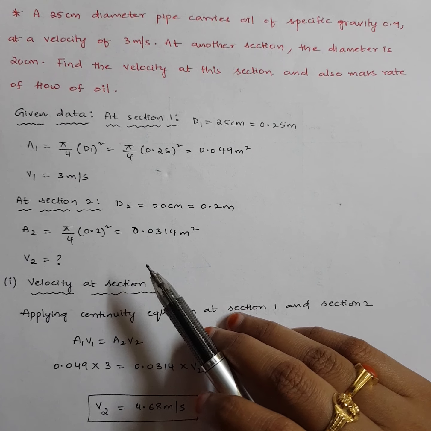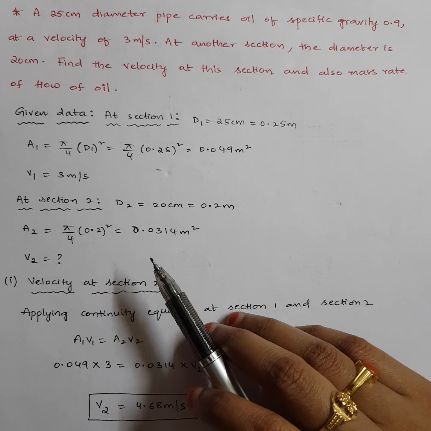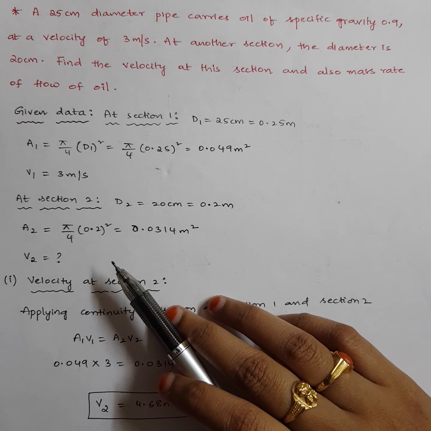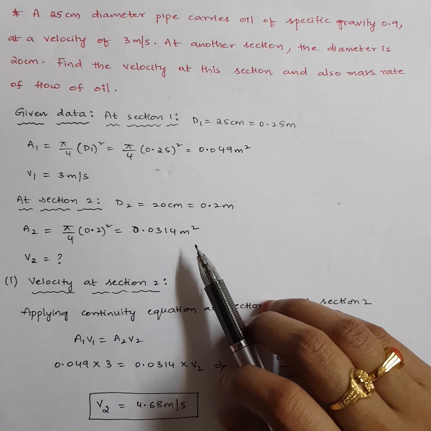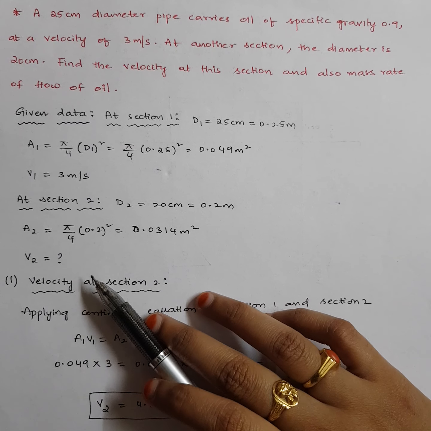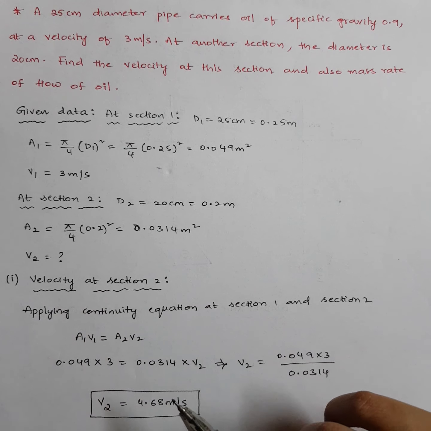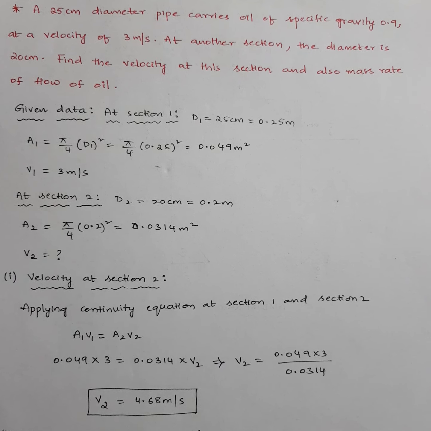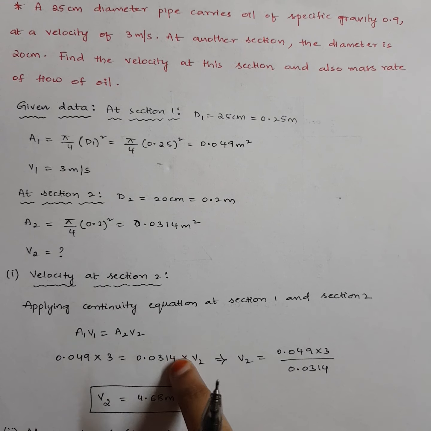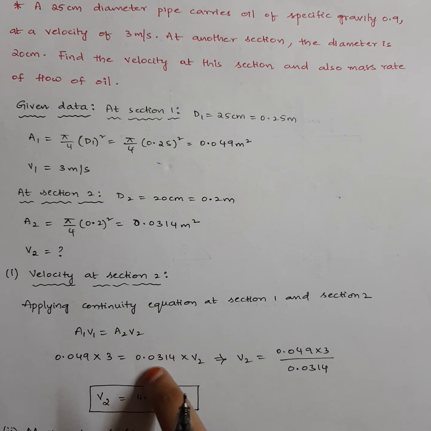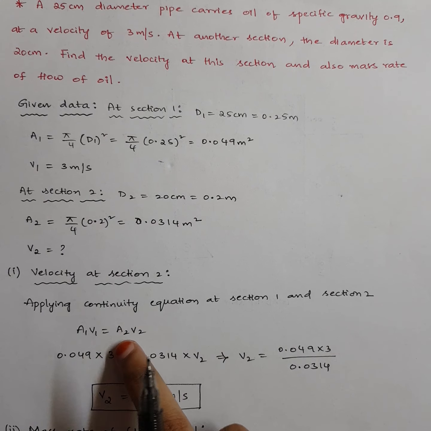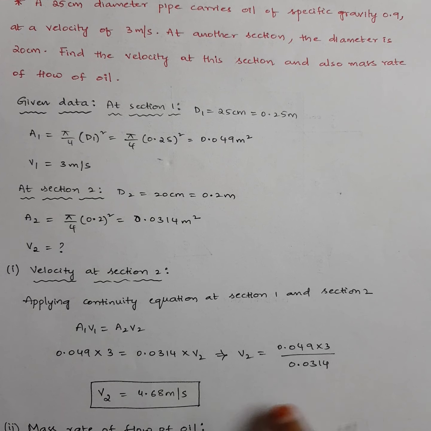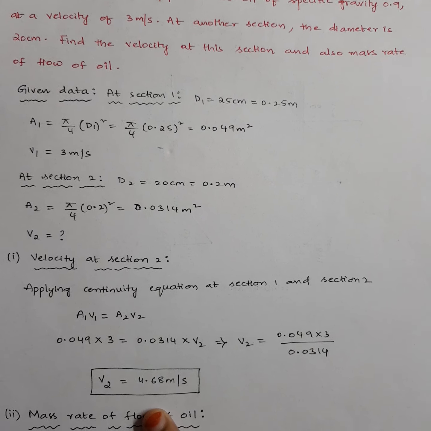Similarly, write the given data at section 2. d2 is 20 centimeters, which is 0.2 meters. Similarly, calculate area as I've shown just now. Pi by 4 of 0.2 square, you'll get 0.0314 meters square. We don't know v2, so in order to calculate v2, just apply the continuity equation. a1 v1 is equal to a2 v2. So you have all the values except v2. So from here v2 is equal to a1 v1 by a2, a2 will go to that side. Just substitute all the values, and you'll get v2 as 4.68 meter per second.